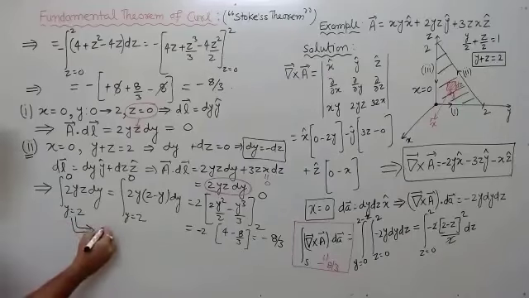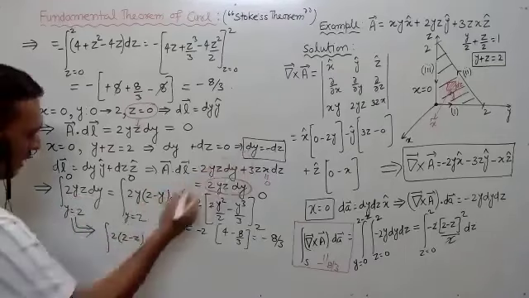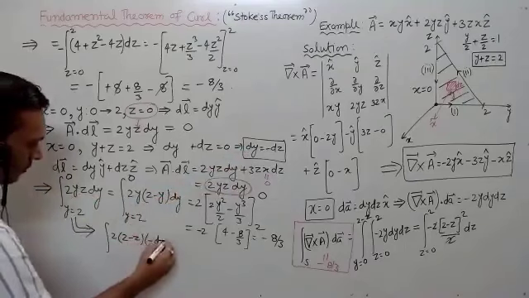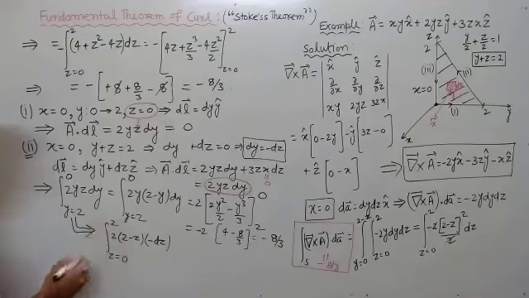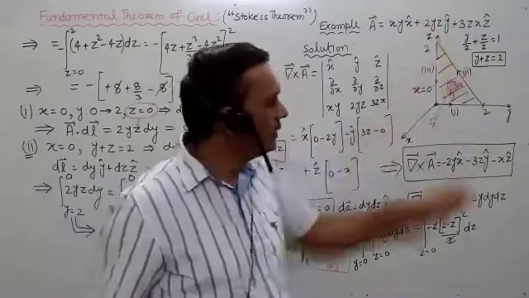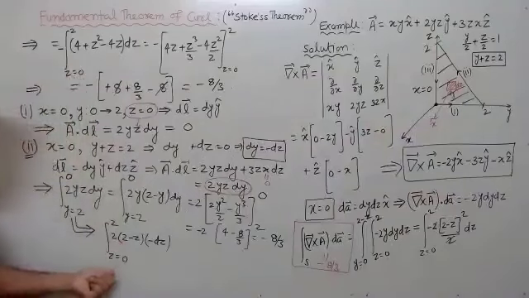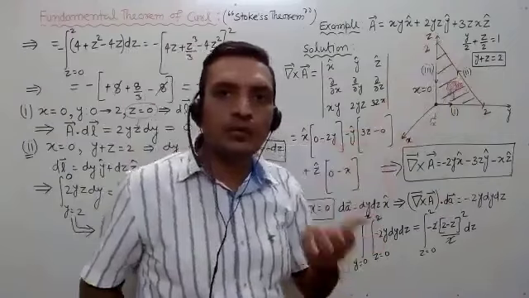So in terms of z, you can write y is 2 minus z, and dy can be written as minus dz. Now what will be limit of z? Z will be 0 to 2. So if you want to integrate along segment 2 with respect to z, you have to take limit 0 to 2. But in terms of y, limit is 2 to 0. Both will give you same result.